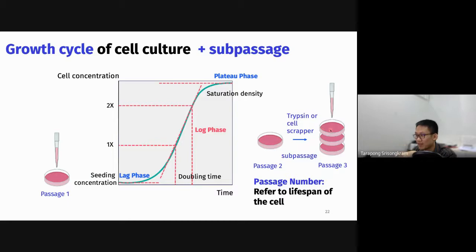So we need to subculture by either using an enzyme, which is trypsin, or a scraper, with which we can scrape the cells from the flask and divide them into another plate. And the passage number refers to the lifespan of the cells. It means that if the passage number is high, the cells have been subcultured for too long.